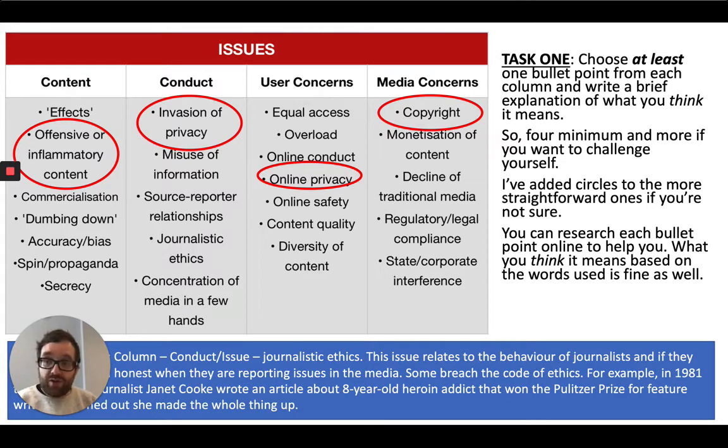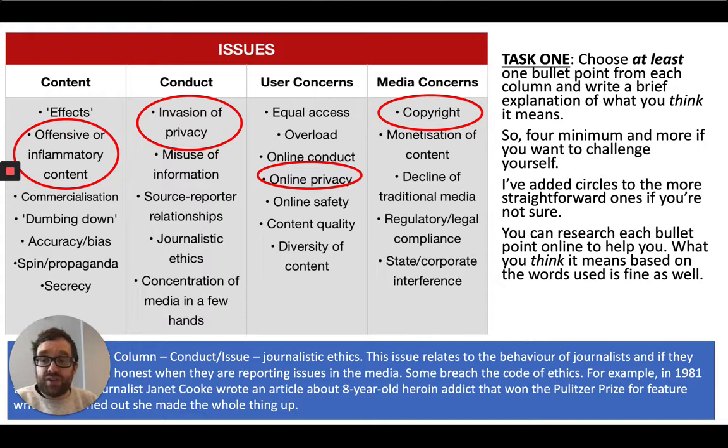So in terms of content effects, that's to do with, if someone engages with media content, what effects might that have on them? What might people do after they've consumed something? Offensive or inflammatory content: will anyone complain? Will anyone be offended by the media content? Is it going to hurt the people involved in any way? That's something you'd be concerned about.